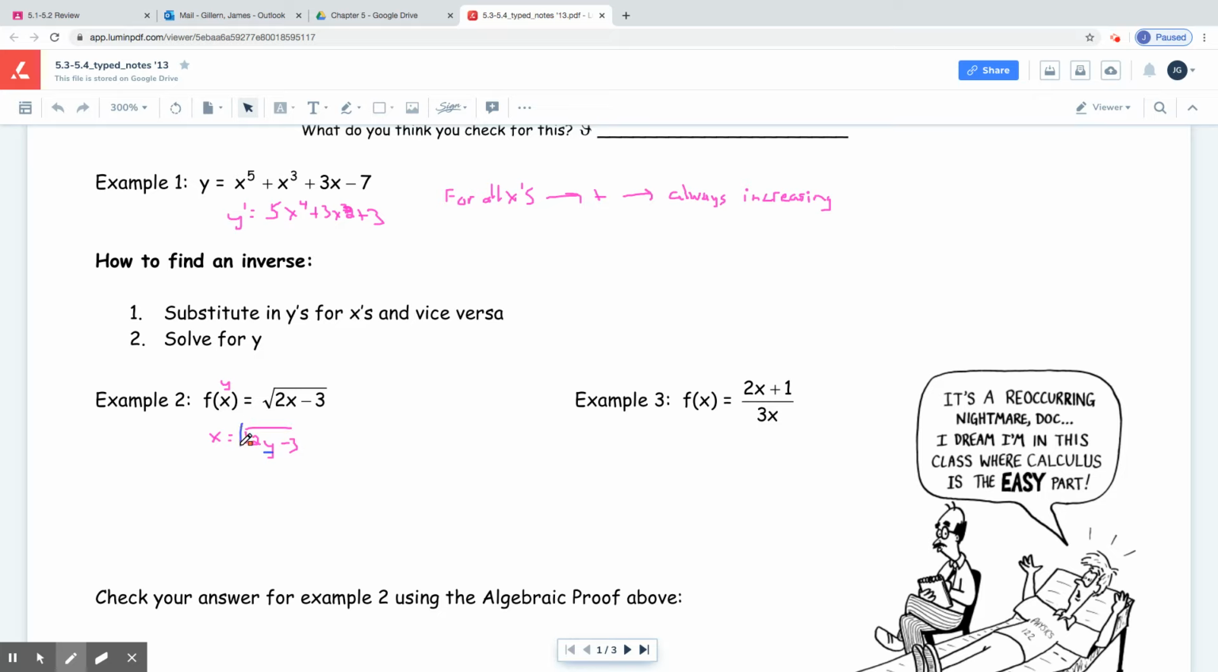I have to get rid of the square root, which means I'm going to square both sides. So I get x squared equals 2y minus 3. I then add 3 to both sides: x squared plus 3 equals 2y. And then finally divide by 2. So the inverse of f of x is equal to x squared plus 3 over 2. That's how you find the inverse. All right, let's try one more.